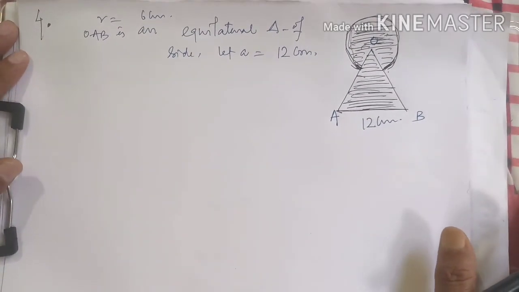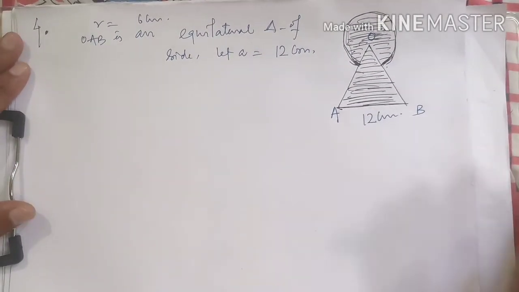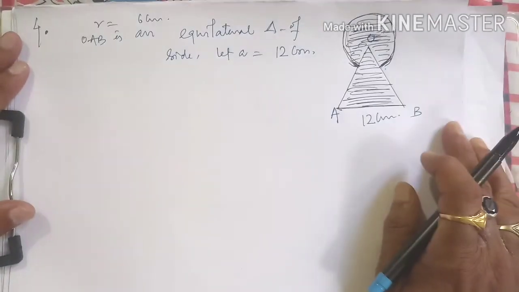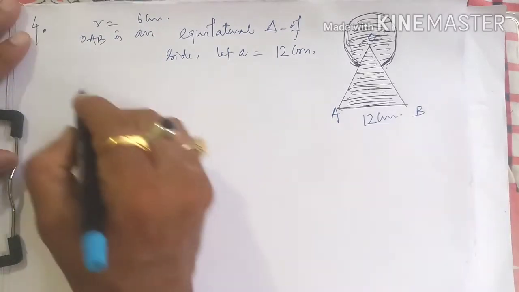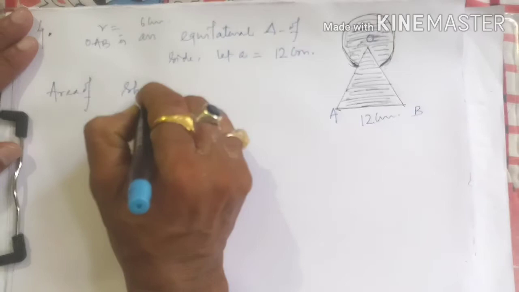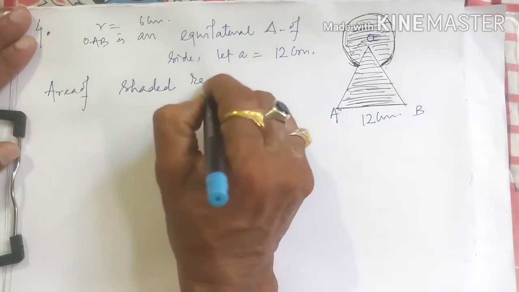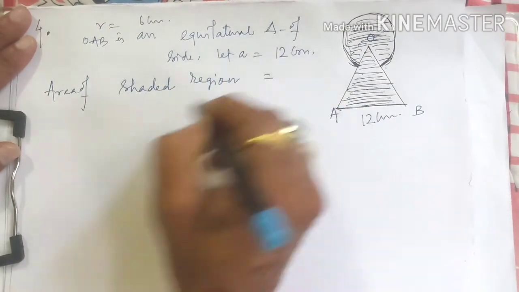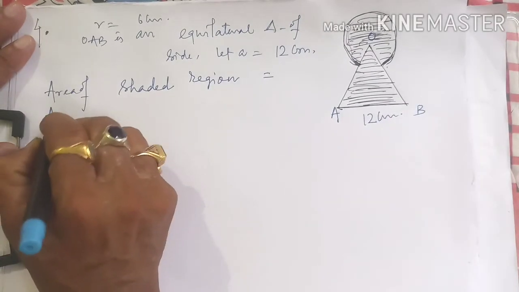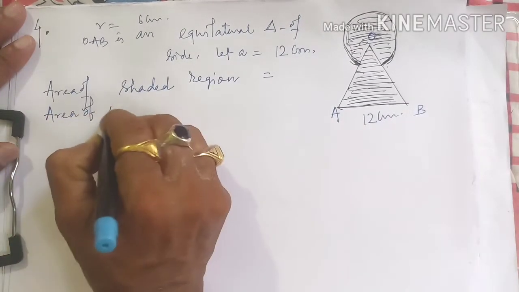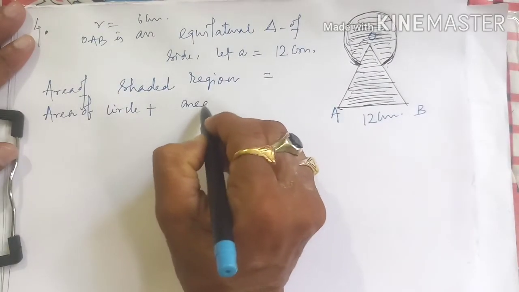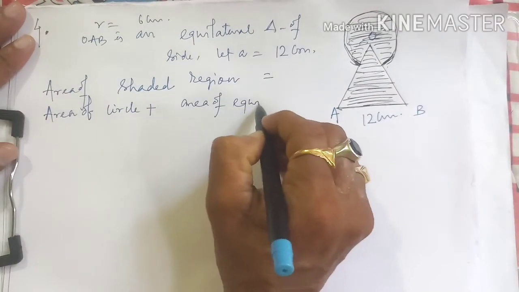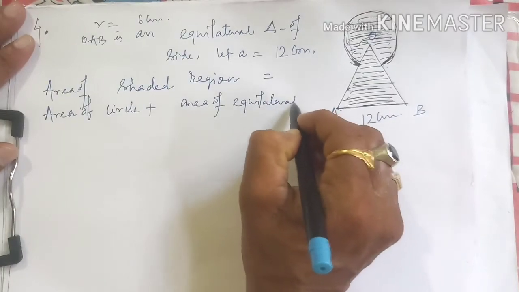So see here, the area of the shaded region is, first you calculate the area of the circle, then the area of an equilateral triangle. That means area of shaded region equals area of a circle plus area of equilateral triangle.